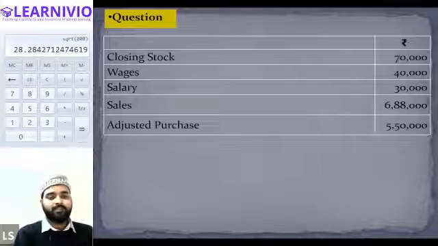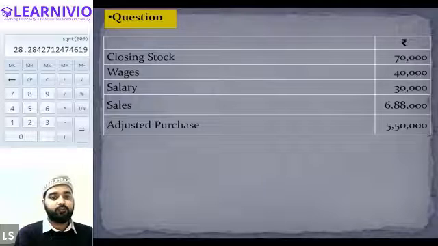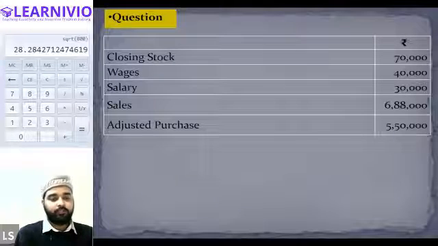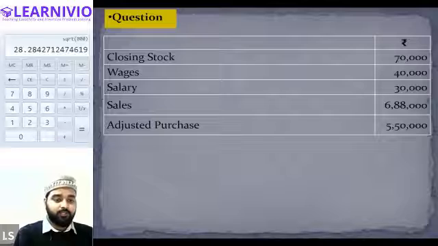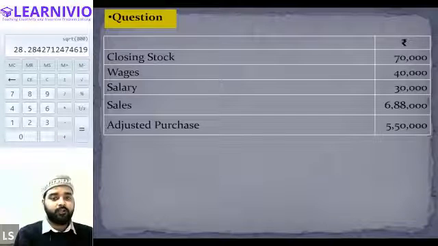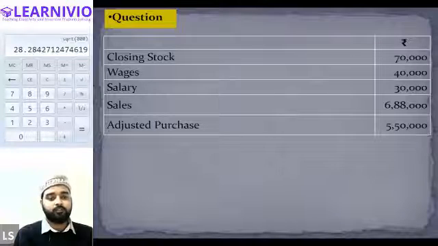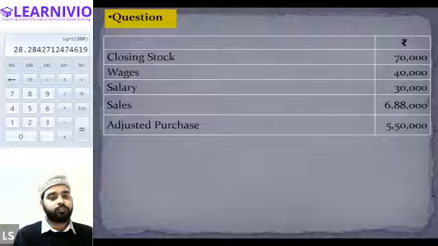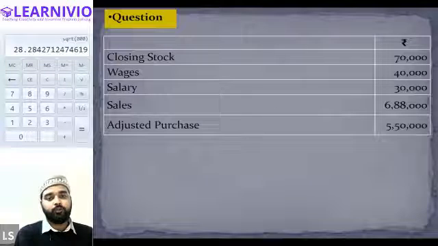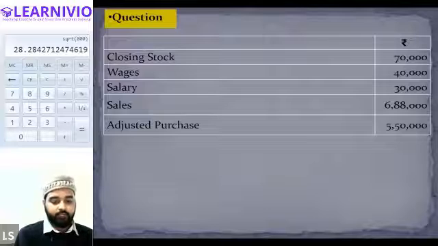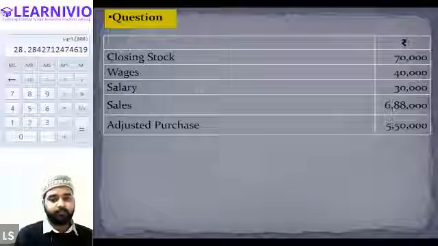Okay. Now there is sales. Sales will be written on which side of the account? Credit side of the trading account. And also adjusted purchases are given. Now listen to me carefully. If adjusted purchases are given in the question, then we are not required to take the value of the closing stock. Closing stock need not be written in the trading account. Getting my point?